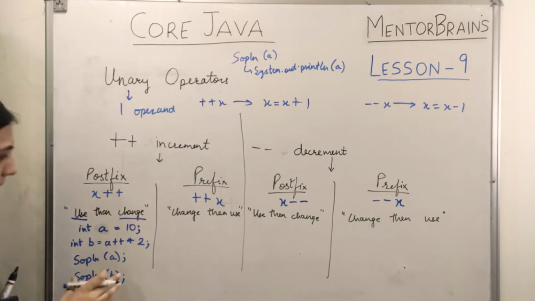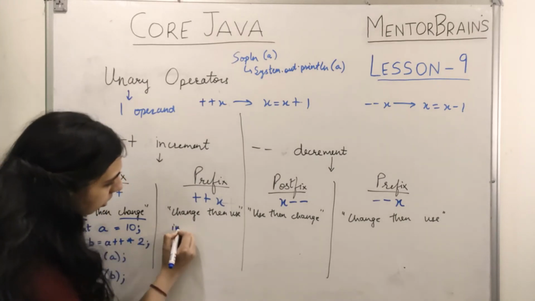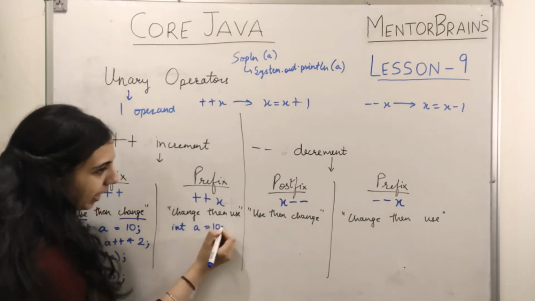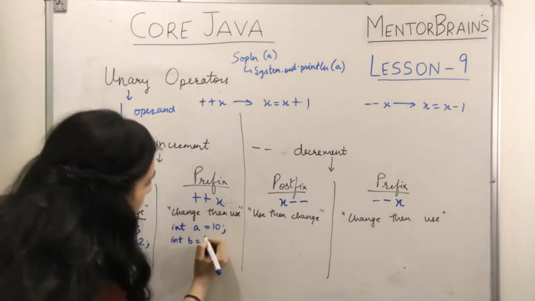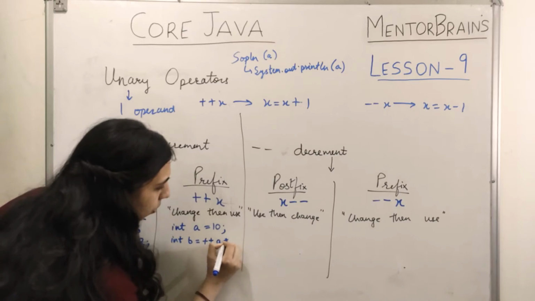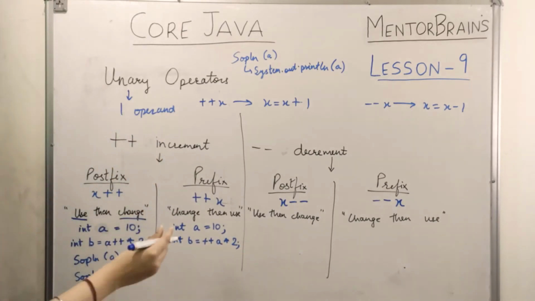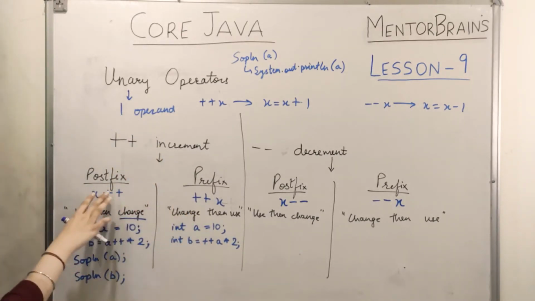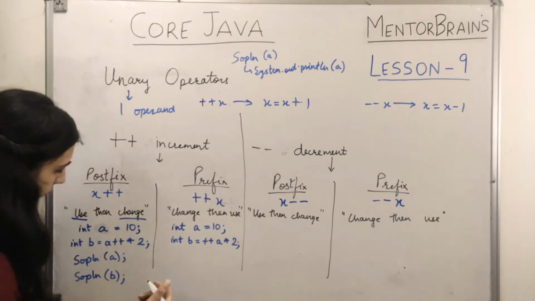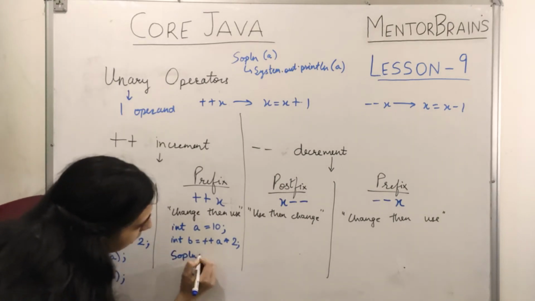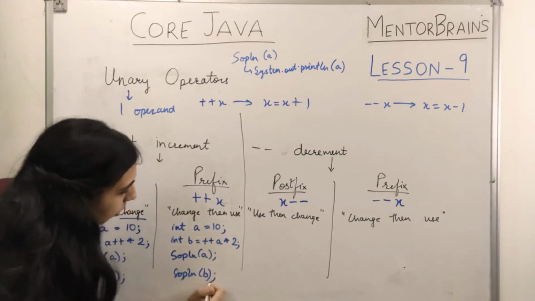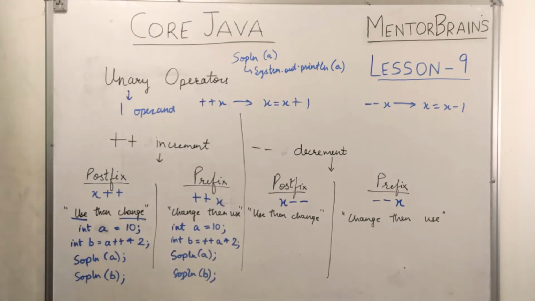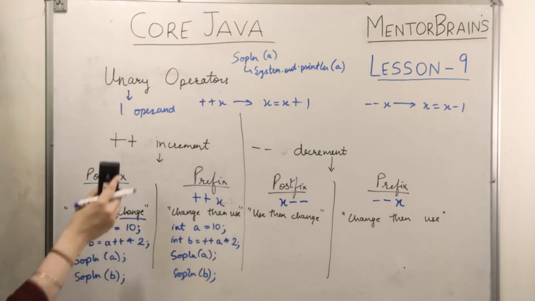Let me write the changed code here and then I'll execute them together. int a equal to 10, int b equal to plus plus a into 2. The same thing, just I've used a prefix operator here. Here I had used postfix. I'll tell you the difference further. So SOPLN a, SOPLN b. Now let me see what happens when I execute this code.